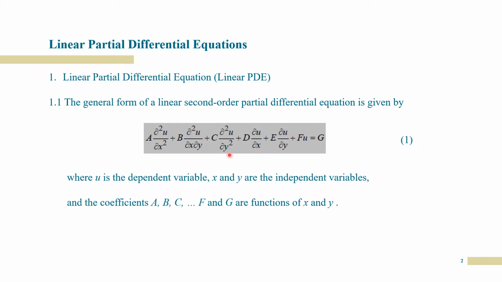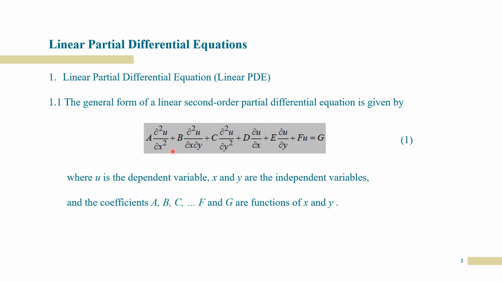Since this equation contains more than one independent variable, we identify equation number 1 as a partial differential equation. And take note that the highest derivative that appears in this equation is 2, and therefore we call this a second order PDE. This equation is also said to be linear. Now how is that so?